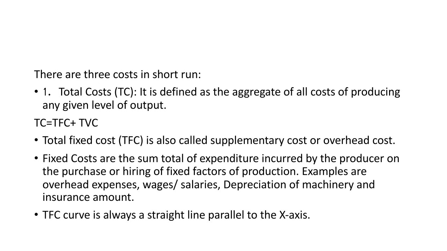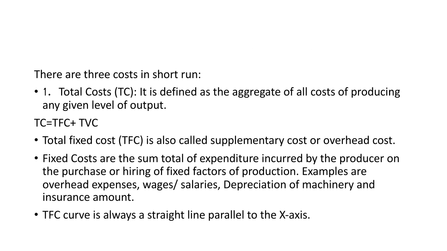Next we will see the various costs in the short run. There are three costs in the short run. First is the total cost. So what is this total cost, we will see now. Total cost, or TC, we will use the abbreviation TC for total cost, is defined as the aggregate of all costs of producing any given level of output.